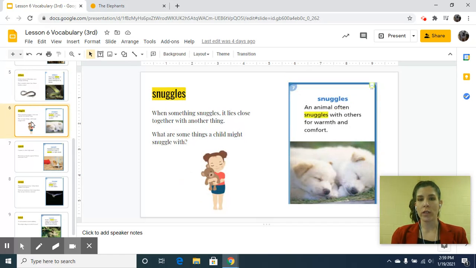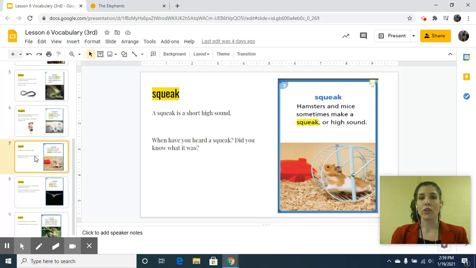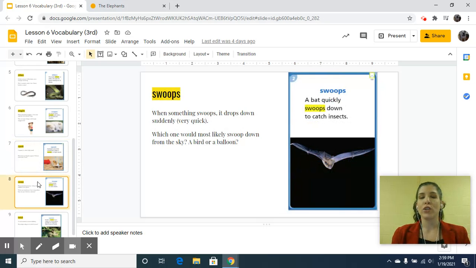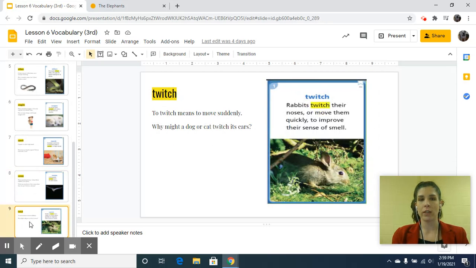Snuggles. When something snuggles, it lies close together with another thing. Squeak. A squeak is a short, high sound. Swoops. When something swoops, it drops down suddenly, very quick. And the last one, twitch. To twitch means to move suddenly.